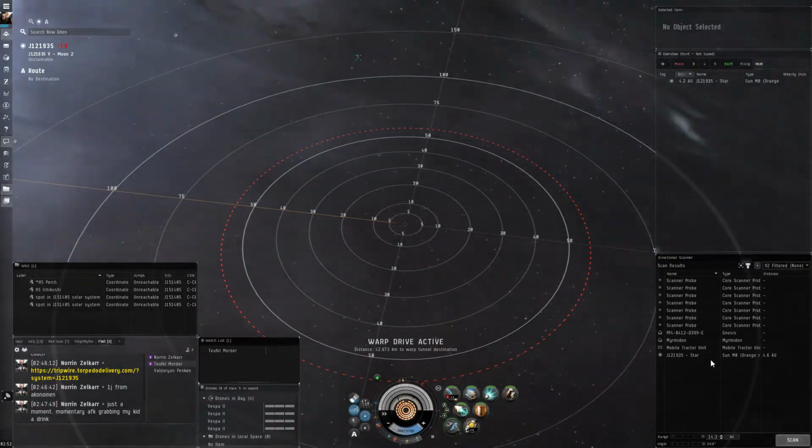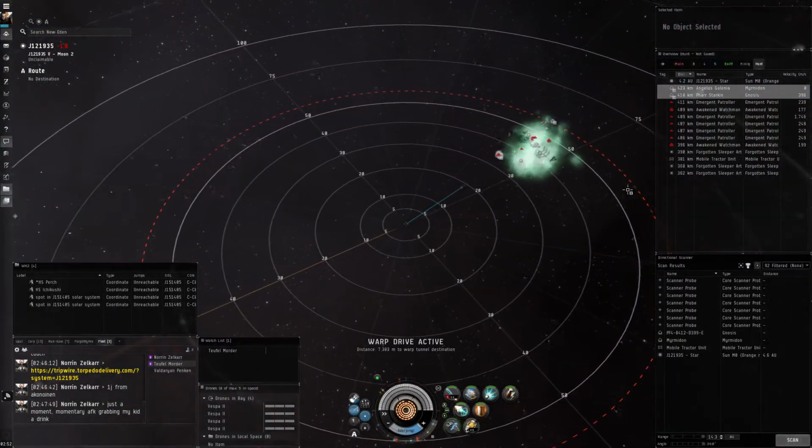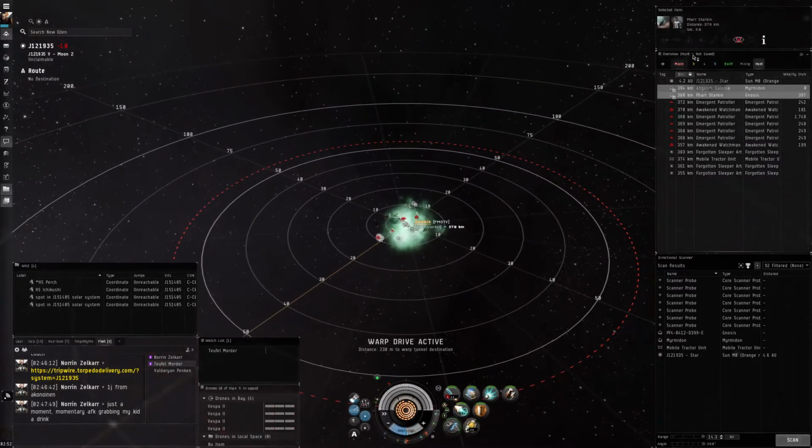We would have such a nice little ship. I wish it was better. Myrmidon is great. What are you talking about? Alright, I'm gonna go for the Gnosis.